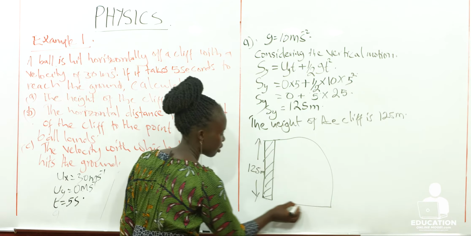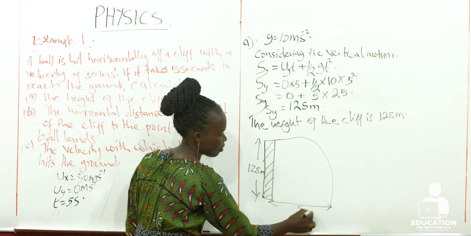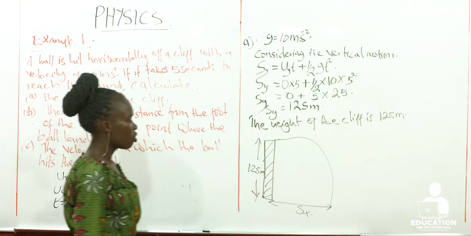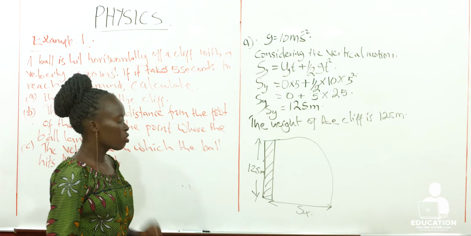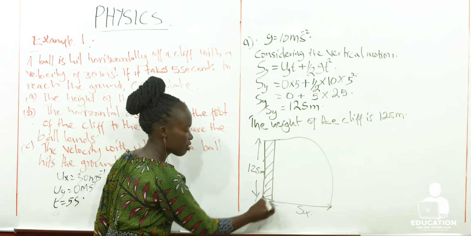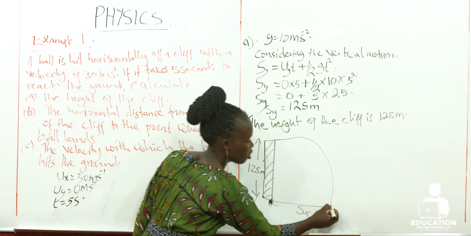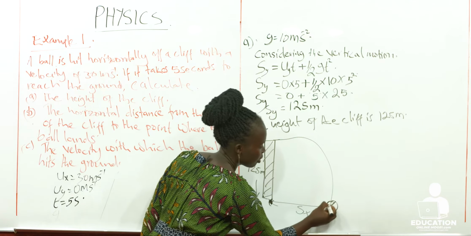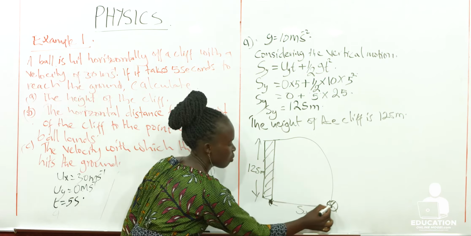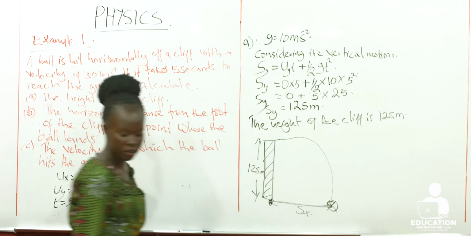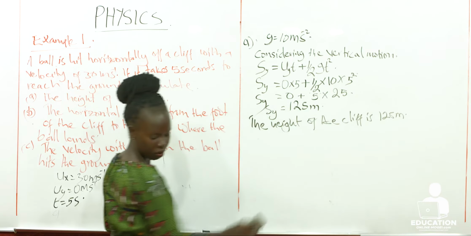So here, this is our Sx. Now here, they want us to find the horizontal distance. So from the foot of the cliff, it's just like what I've drawn. It is from this point here up to the point where the ball hit the ground. So this one is what is meant by the horizontal distance. How do we get that horizontal distance?